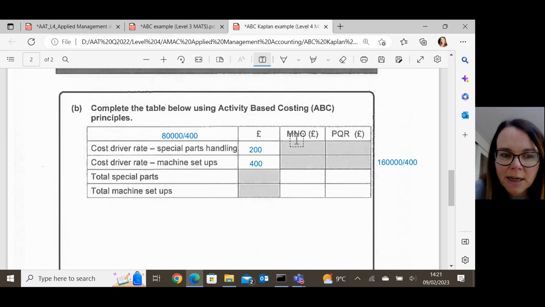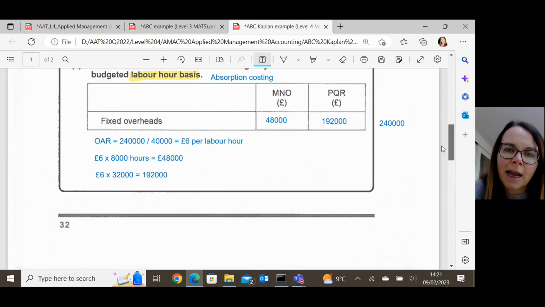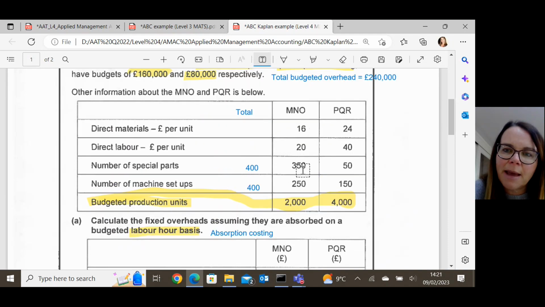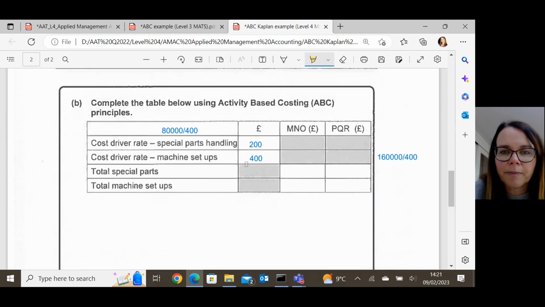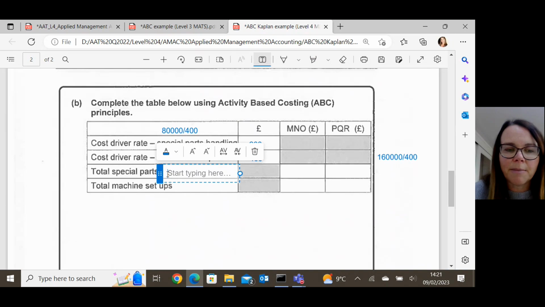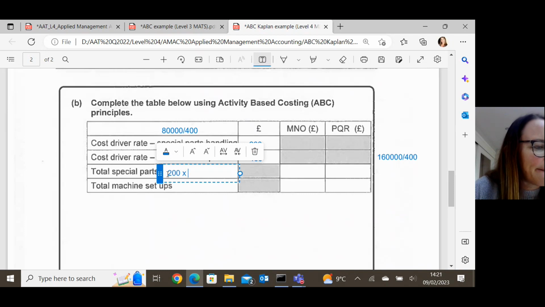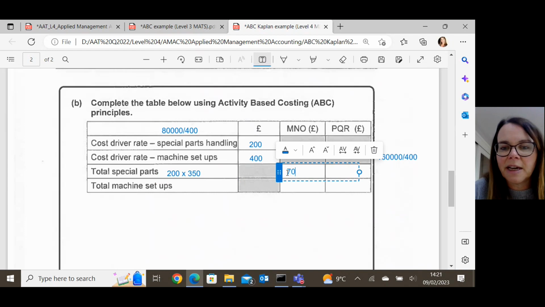So then for product MNO, what's the total amount of special parts overhead that we are going to put in for the MNO? So we've just worked out that it's £200 every time it happens. And if we look back at our table, we can see that for the MNO, it happens 350 times. So what I'm going to do in here is calculate my £200 per time, and I know that it happened 350 times. So that gives me a total of £70,000.